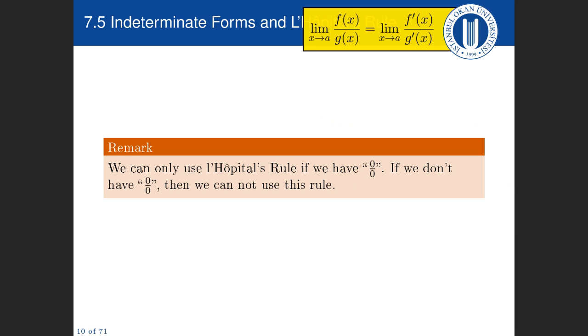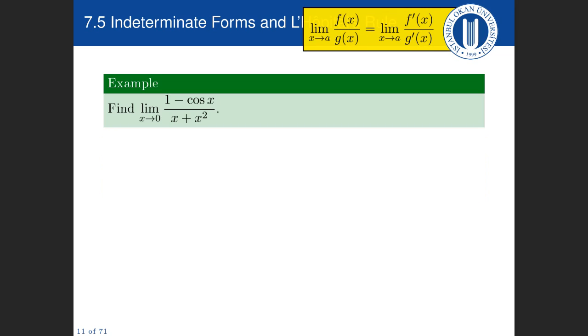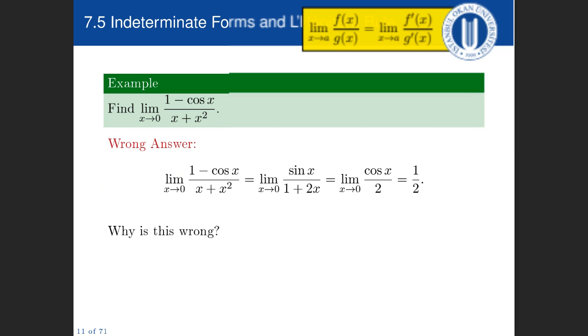Now, be careful here. We can only use L'Hopital's rule if we have 0 divided by 0. If we don't have 0 divided by 0, then we can't use this rule. For example, find the limit as x tends to 0 of 1 minus cos x divided by x plus x squared. And I'm going to show you a wrong answer.